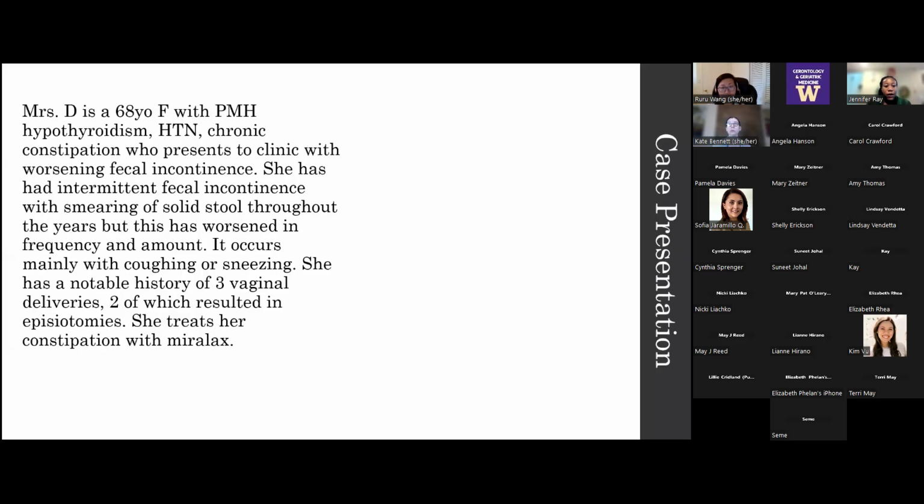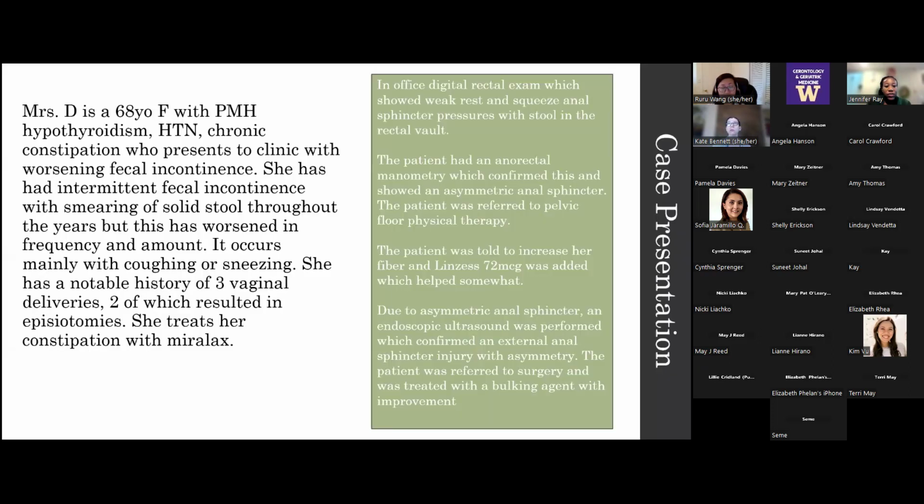So back to our patient with incontinence. A rectal exam was done, which showed weak rest and squeeze anal sphincter pressures with stool in the rectal vault. She had an anorectal manometry test, which confirmed this and showed an asymmetric anal sphincter.